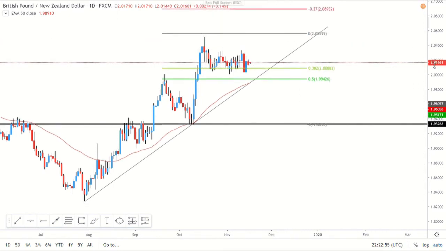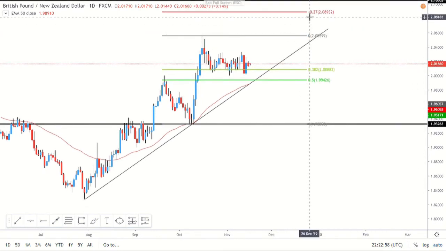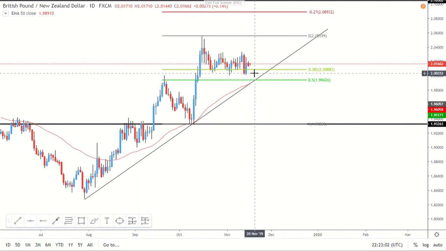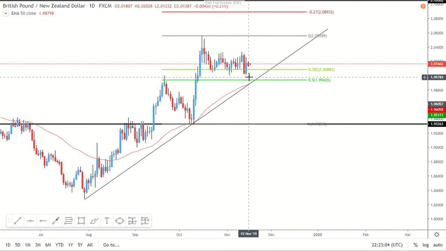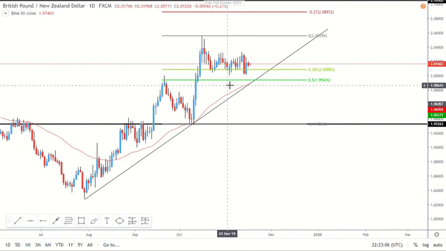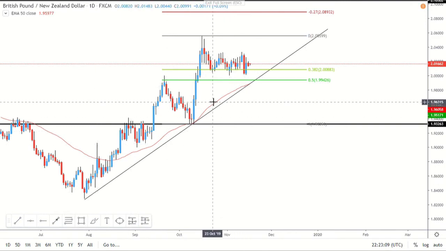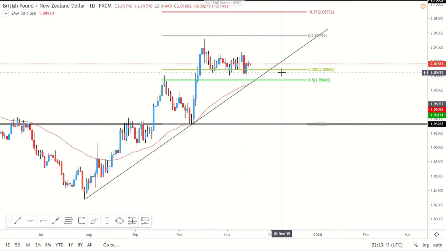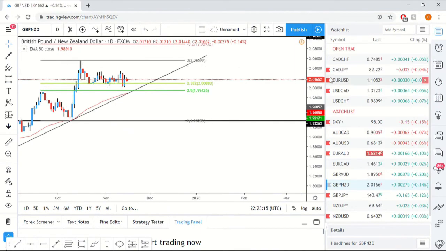And then we'd be looking to target minus 0.27, or minus 27%, at 2.08900 for a couple hundred pips. I think it's 110. But another one to look out for, and this just shows you that simple analysis: trend line, 50 EMA, Fibonacci, and sometimes that's why you don't need to overcomplicate it.